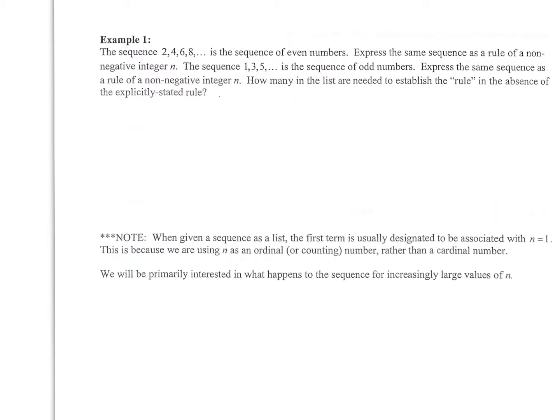B. Rice is going to read for us. The sequence 2, 4, 6, 8 is a sequence of even numbers. Express the same sequence as a rule of non-negative integer n. So we got 2, 4, 6, and 8. That 2 is my first term. The 4 is my second term. My 6 is my third. My 8 is my fourth term. So what kind of pattern do you see going on here? They're increasing by 2. And when you add, that's really multiply. And so my a sub n is actually 2 times n.